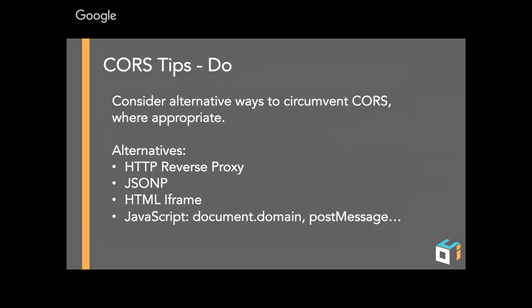JSONP, something I'm not incredibly familiar with, but I know that as a communication method for payloads, it will work. Actually, the way it's built, it will circumvent CORS. I listed it here for completeness's sake. So let's talk about an HTML iframe. Again, depending upon your implementation, that might be viable. That will circumvent it.